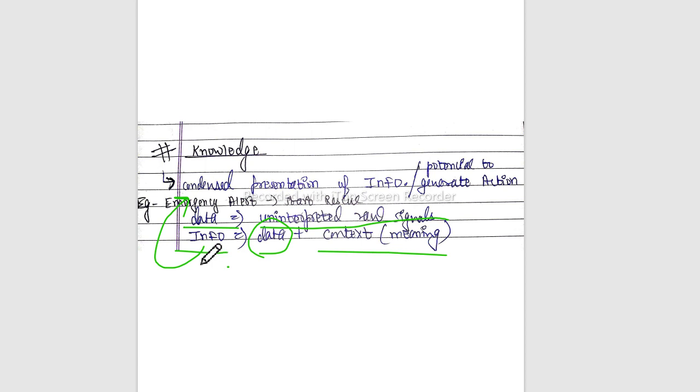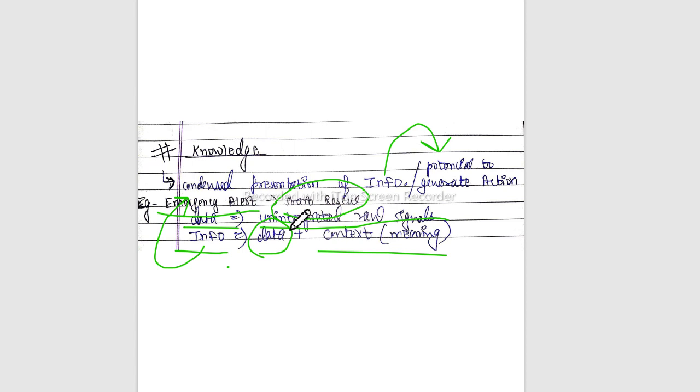Once we know what information is, we can know what knowledge is. Knowledge is nothing but a condensed or structured presentation of this information. One important thing is that it has the potential to generate action. What does this mean? Let's take an example. If there is an emergency alert, then we know that we need to start the rescue operation, right? So having the knowledge of an emergency alert leads to the operation of starting the rescue.